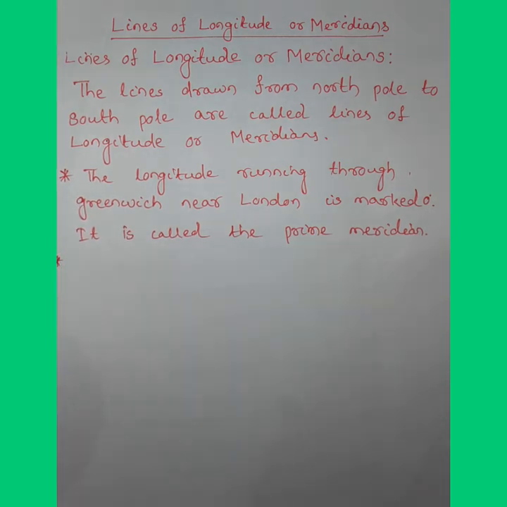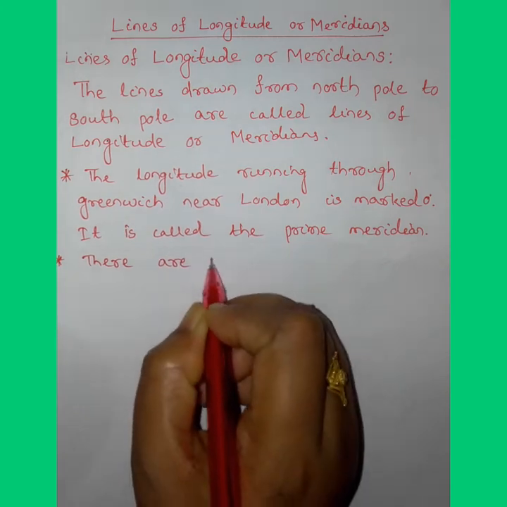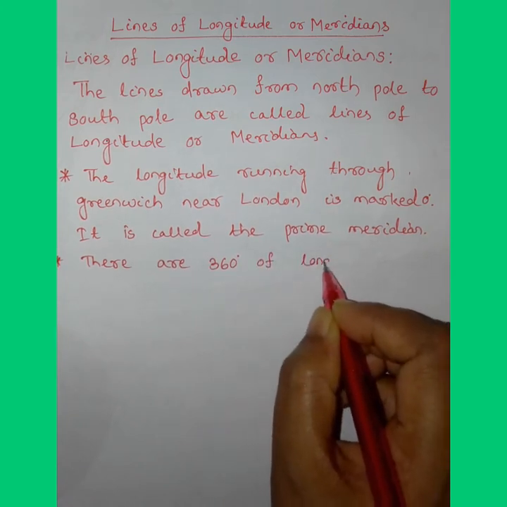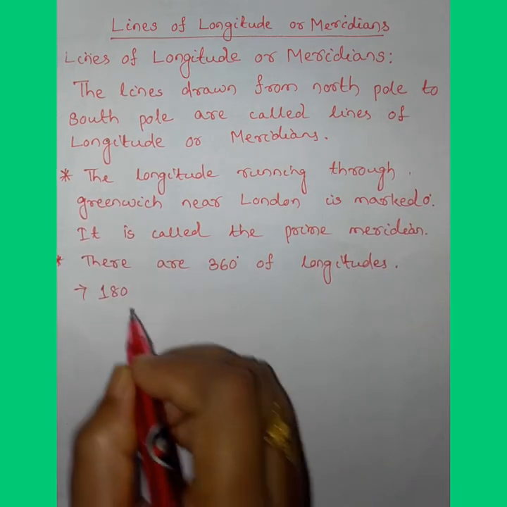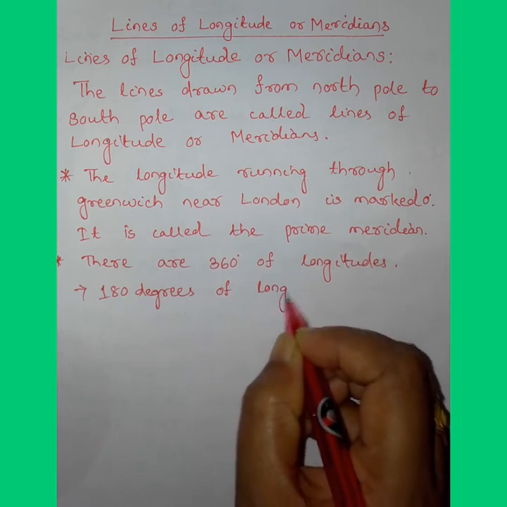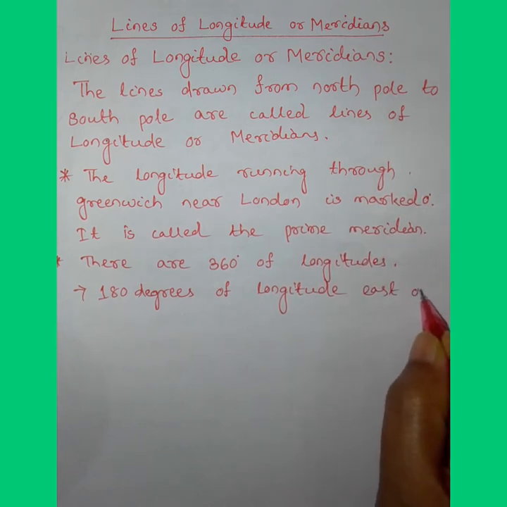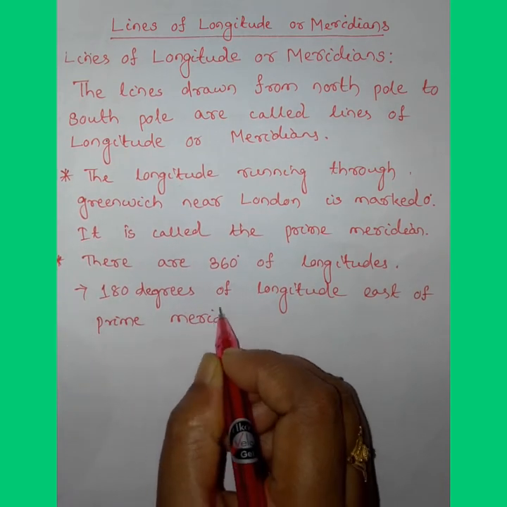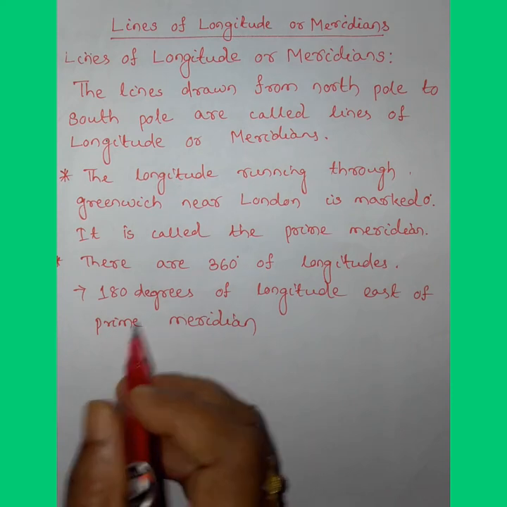There are 360 degrees of longitude. 180 degrees of longitude east of the prime meridian and another 180 degrees of longitude west of the prime meridian.